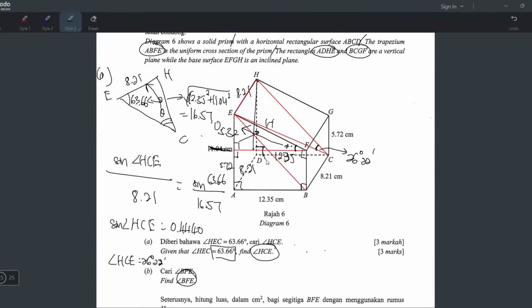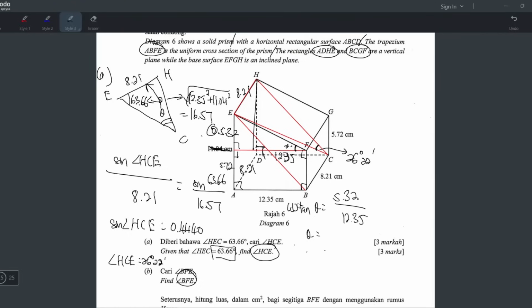Okay, so what do I want to find? I want to find this angle, so I need any two sides. I have the opposite, which is 5.32, and I also have the adjacent. So you use tangent. I will write here, question B, it will be tangent of this angle right here. Let's just call it theta for now, equals opposite over adjacent. Opposite is 5.32 over adjacent 12.35.